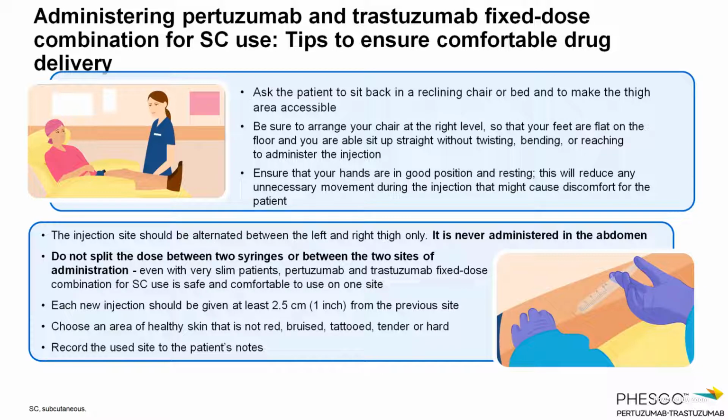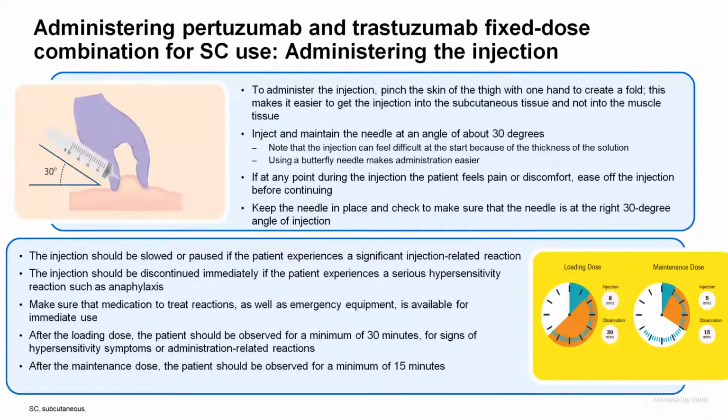It is given in the anterior thigh, which is the main site of therapy. You should alternate the site of injection, and each injection site should be 1 centimeter from the previous injection site. It is given as a subcutaneous injection at a 30-degree angle. You can pinch the skin to access the subcutaneous space. The needle is supplied with the injection, which will ensure that the rate of injection is not faster than what is recommended. The loading dose is given over 8 minutes and the maintenance dose is given over 5 minutes, followed by half an hour and 15 minutes of observation respectively, to make sure the patient doesn't suffer any immediate adverse event like drug reaction.